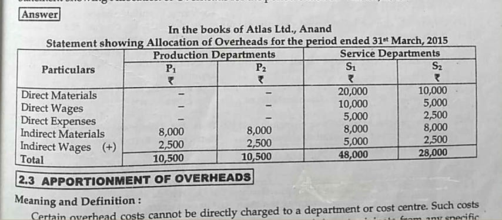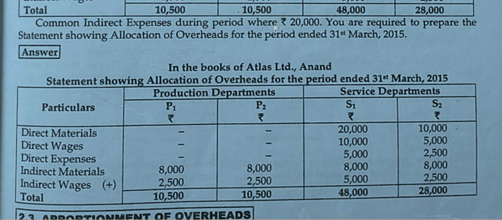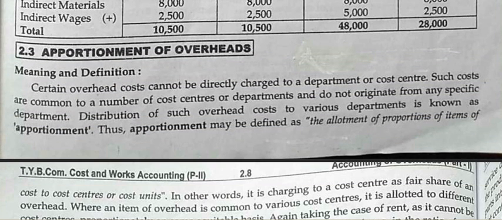Now what about the additional information given regarding the indirect expenses? What about this information over here, that common expenses during the period? We are not going to do anything on this just because there is no information on how to allocate this kind of expenditure among all these 4 departments. So this is a very simple allocation, just the expenses are allocated as it is to the various departments. Now we should go to the next process, that is apportionment of overheads.